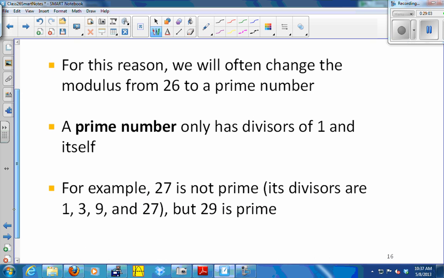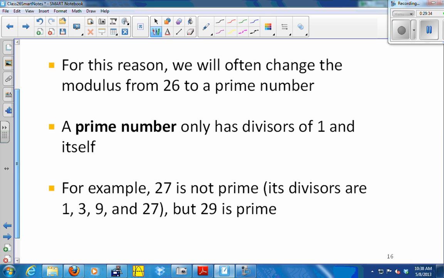So for this reason, because there are so many encoding factors that you can't use with 26, often we change the modulus from 26 to a prime number, because then it's highly unlikely that they'll share any factors. A prime number, remember, only has divisors 1 and itself. So like 3, 5, 7, 11, 13, those are all primes.